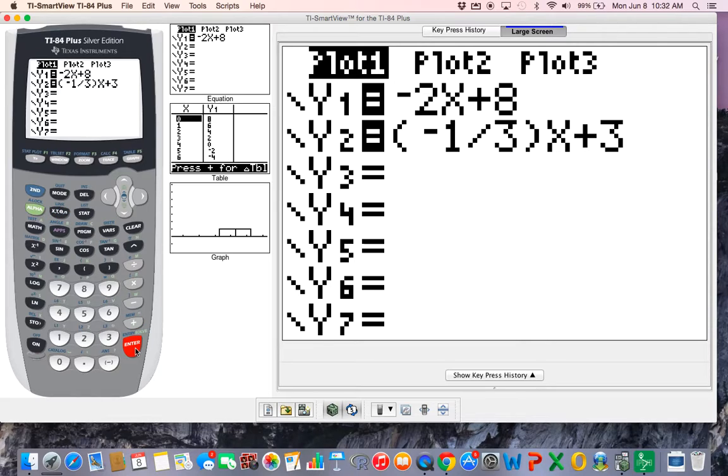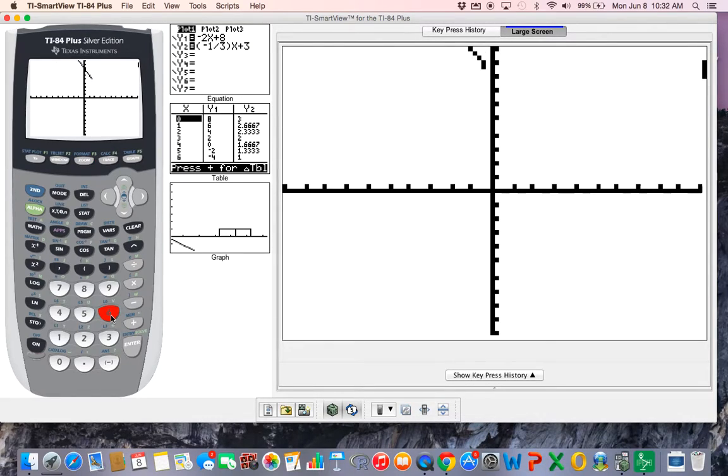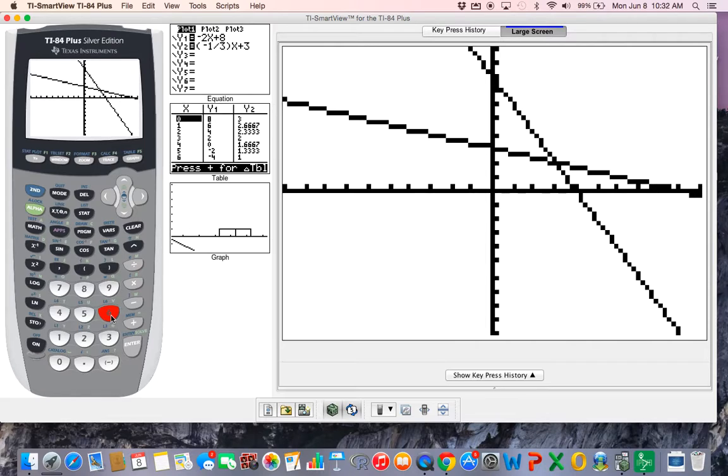Now, when I have a generic problem like this, what I can do is just do what's called zoom standard, which is going to give me my negative 10, positive 10 on the x and the y. So I'm just going to go to zoom and come down to number 6, which is zoom standard. And what's going to happen is it's going to graph the two lines on the same graph. So if I can tap into where these two lines intersect using my calculator, then I can get the solution.